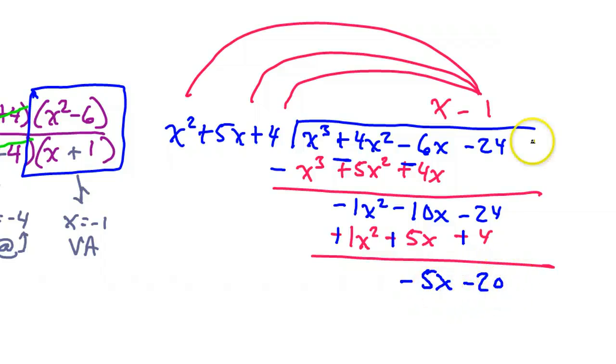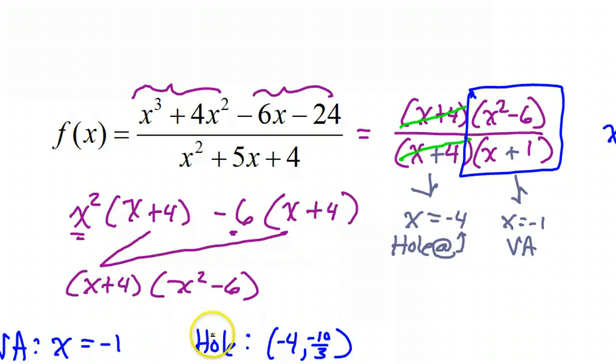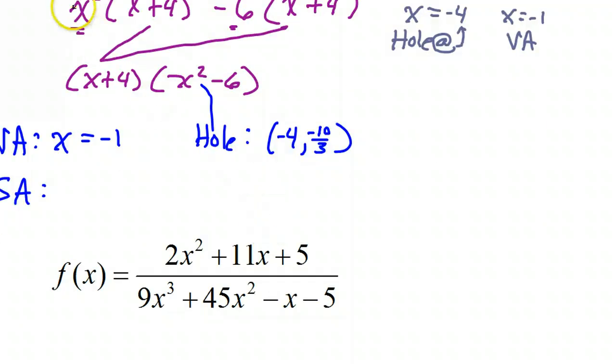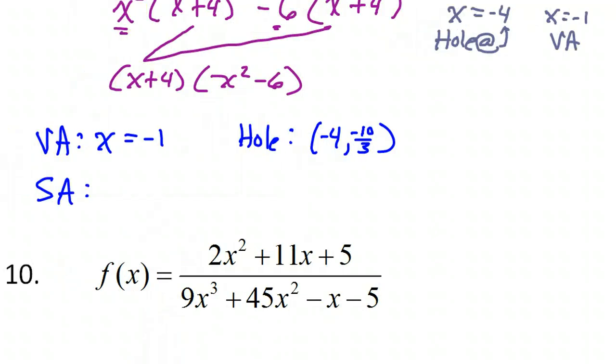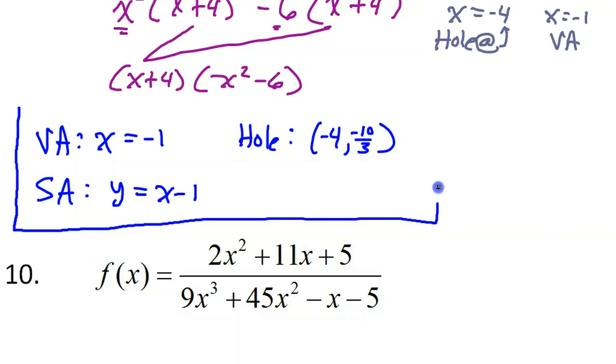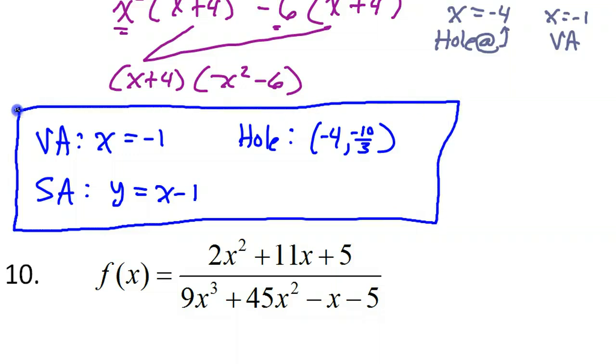Alright, but this is just a remainder. What matters is the quotient up here, x minus 1, because that is going to give me my slant asymptote. Keep your eyes on that x minus 1 and slide over here. That x minus 1 will give us a slant asymptote of y equals x minus 1. So that is the complete answer to number 9.